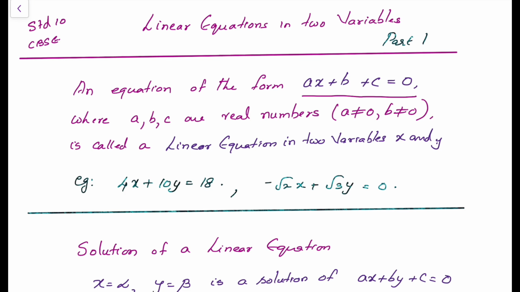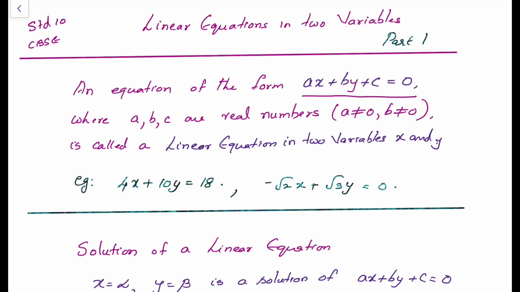Ax plus by plus c equal to 0 is the general equation of a line, where a, b and c are real numbers, where a is not equal to 0 and b is not equal to 0. So the example 4x plus 10y equal to 18. So this is a linear equation. Linear means the degree is 1. So when the degree is 1, you will always get a line only. So you should be understanding that.